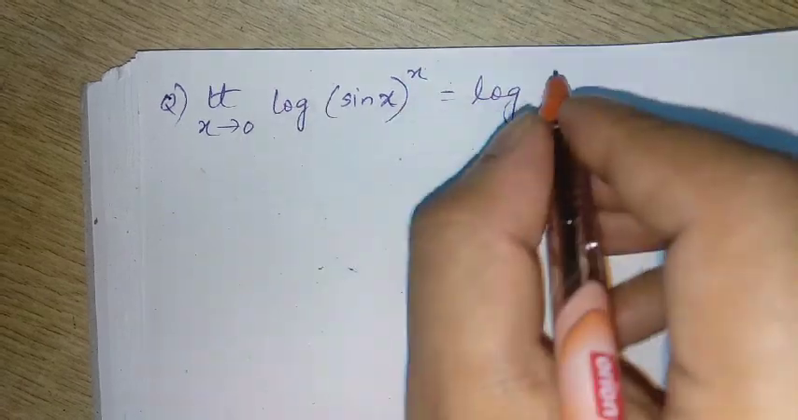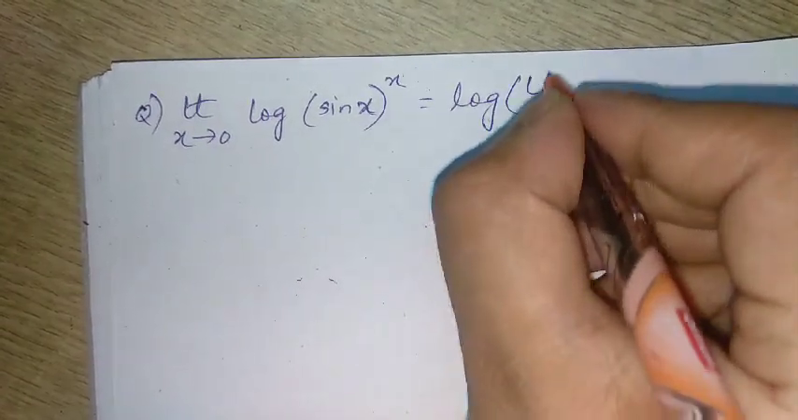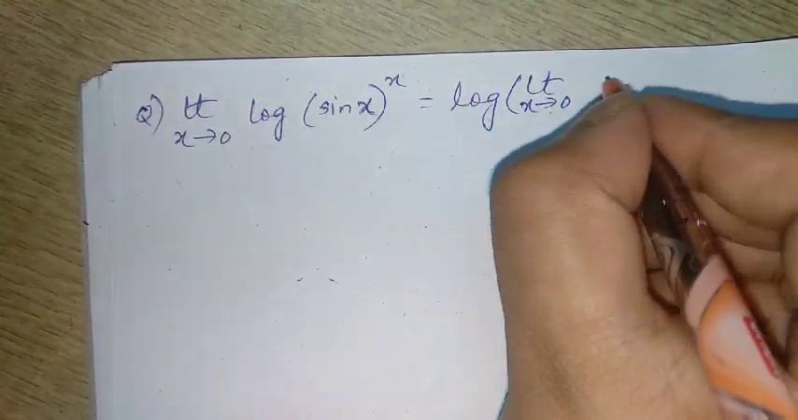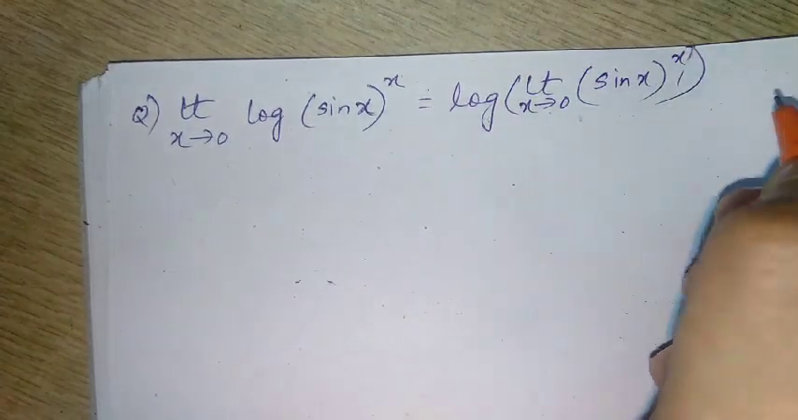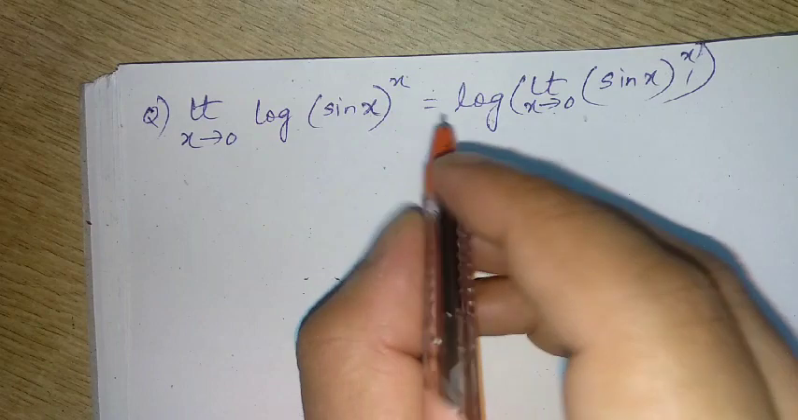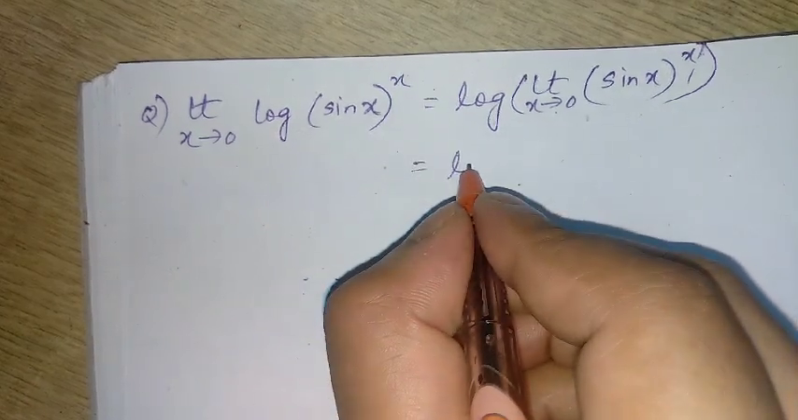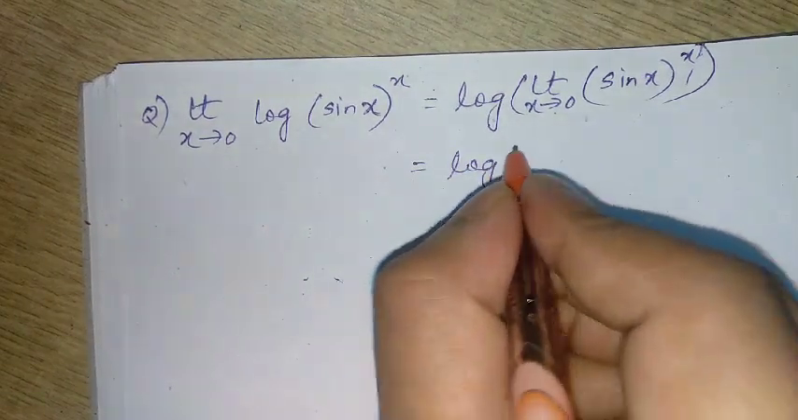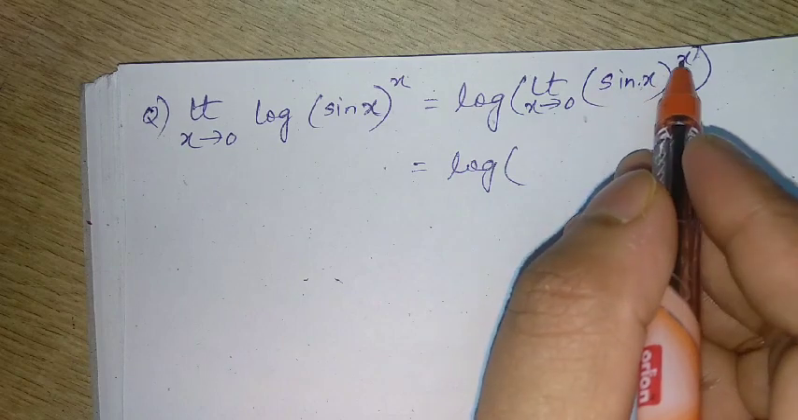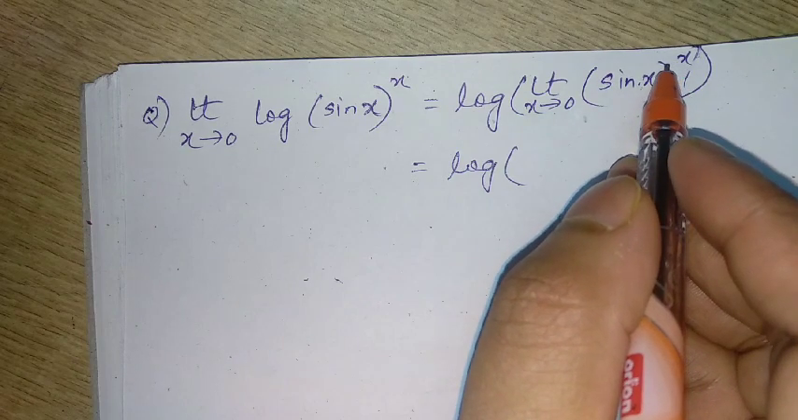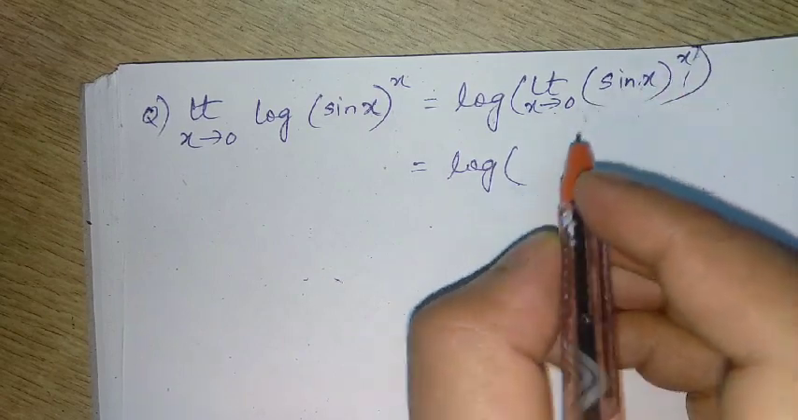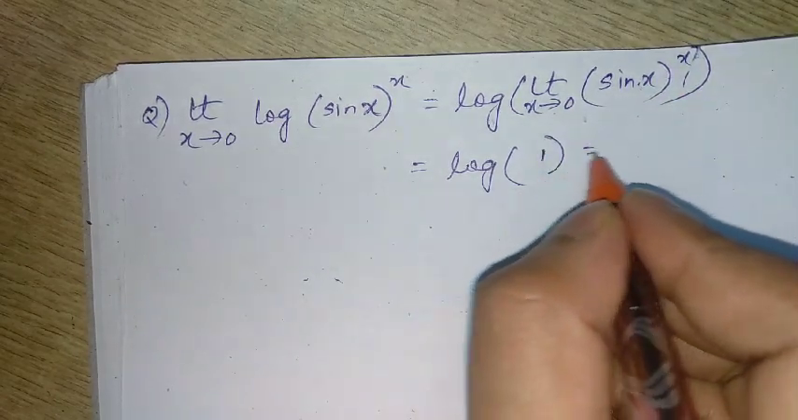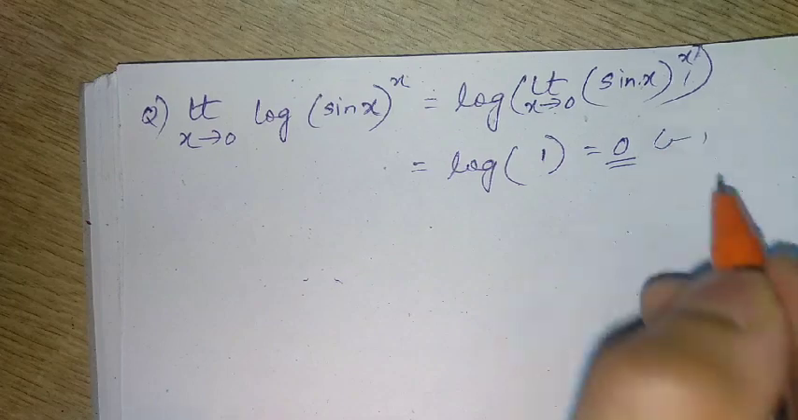If there is a log, then we can take the limit inside. This will be sin x to the power x. So after this we will get limit log of sin x to the power x, 0 to the power 0. Now 0 to the power 0 is equal to 1. Anything to the power 0 is equal to 1. So log of 1 we will get. So answer finally is 0. Okay.